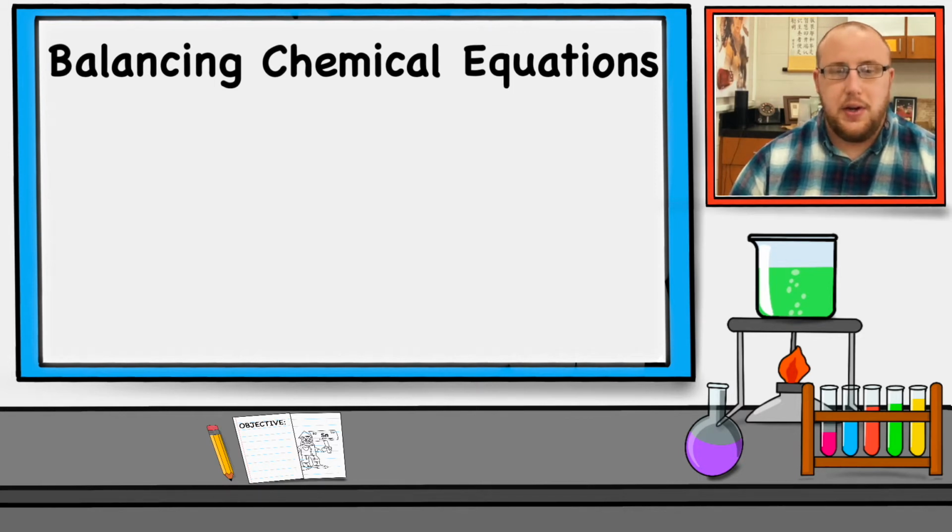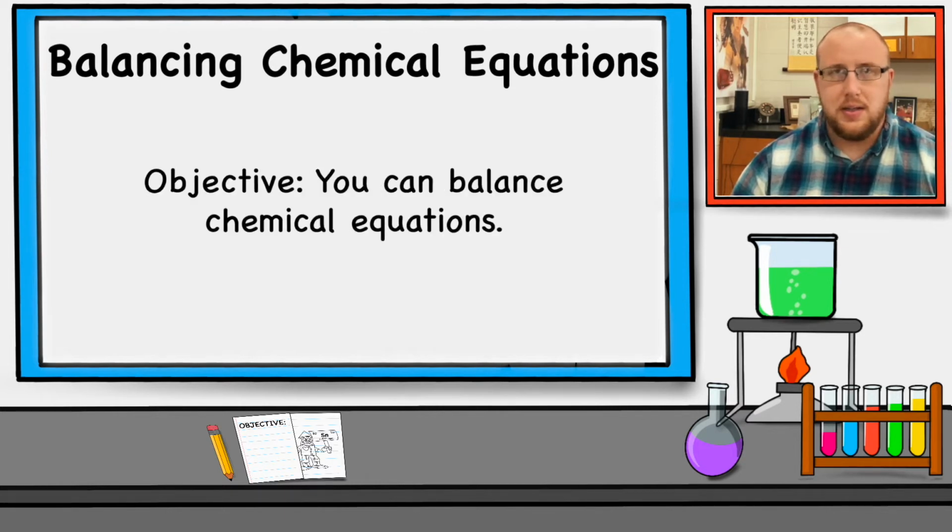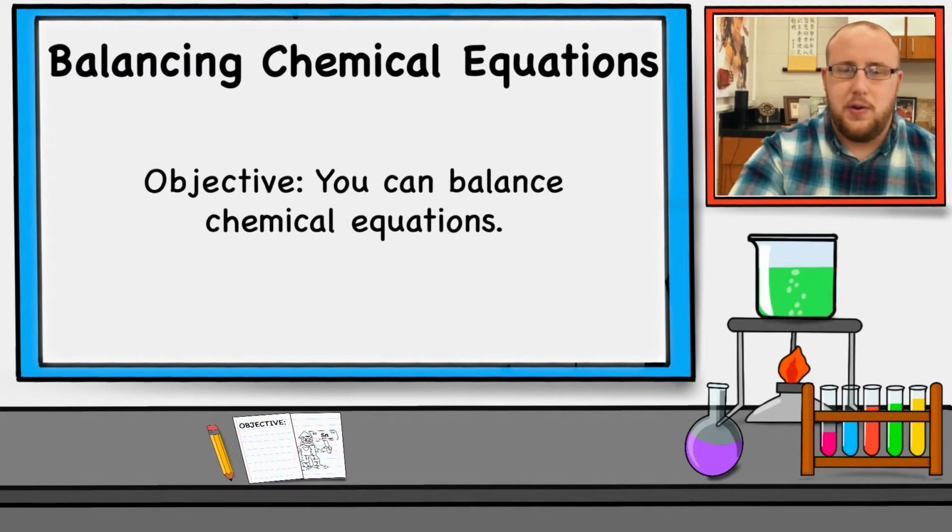In our last video, we talked about predicting products formed in chemical equations. In this video, we're going to talk about how we observe the law of conservation of mass within a chemical reaction and how we illustrate that. Our objective for today is that we will be able to balance chemical equations. So in saying all that, let's dive into our material.